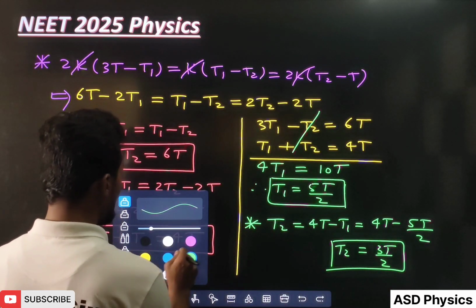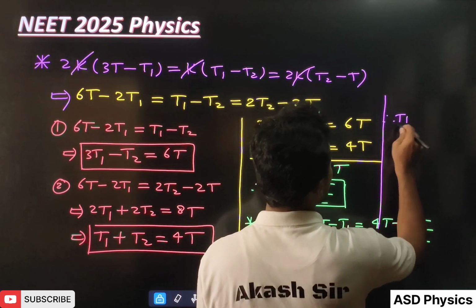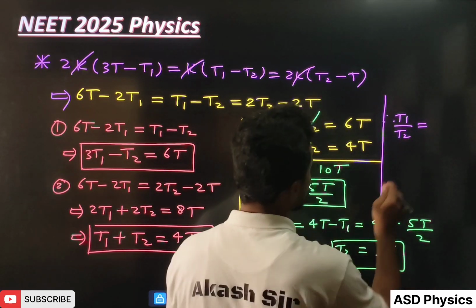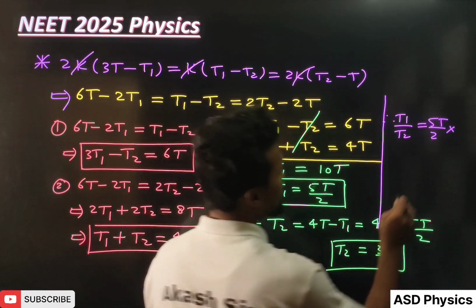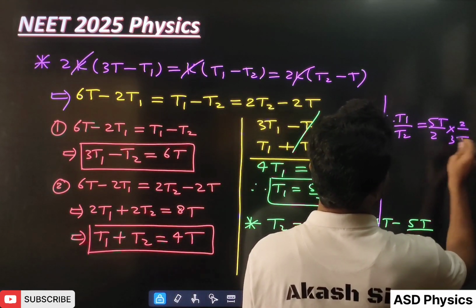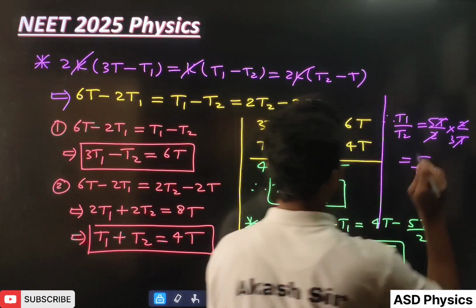3t by 2. Okay. So students, when you take the ratio, just take the ratio, this t1 by t2 will become, kindly see here, 5t by 2 into 2 by 3t. So 2 cancels, t cancels, it is coming 5 by 3.